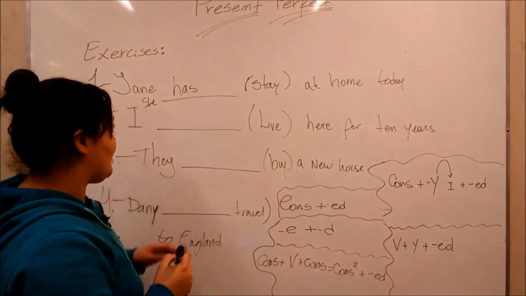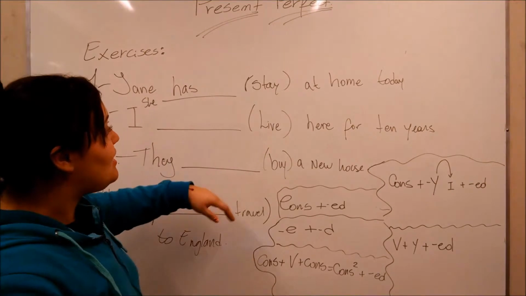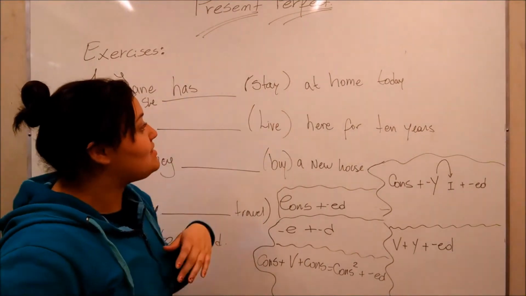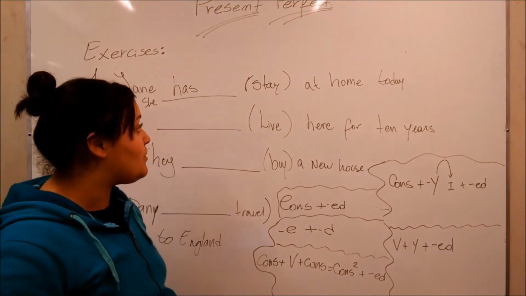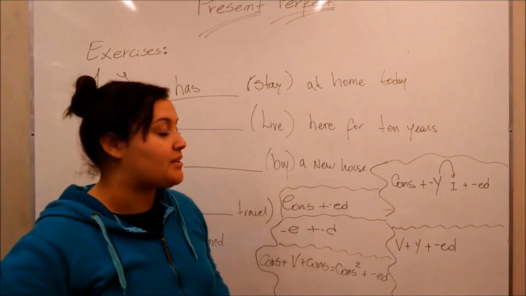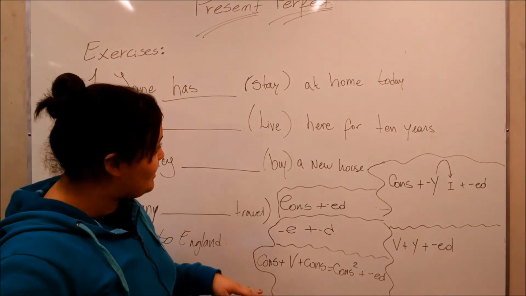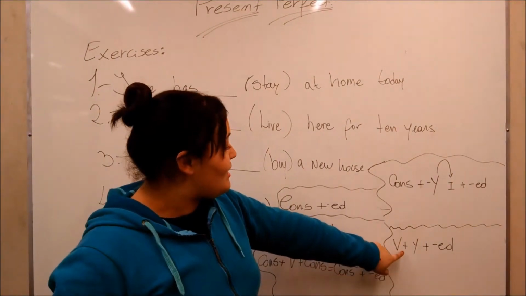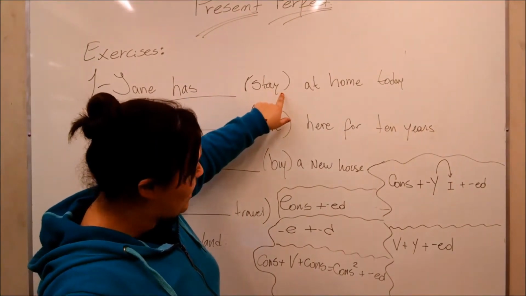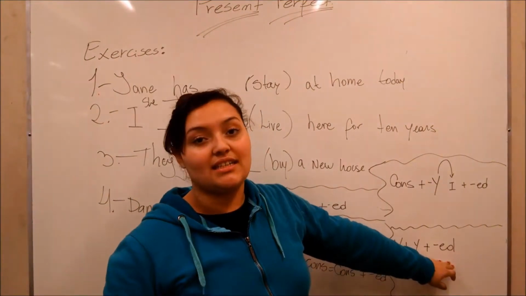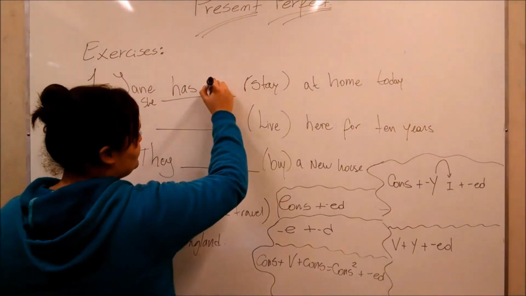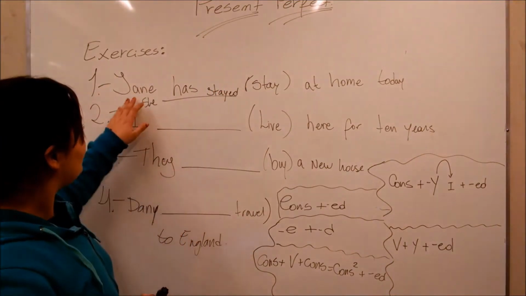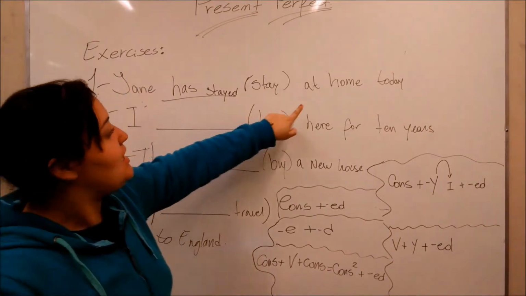So we have has, that is our auxiliary verb, and then we have the verb stay. In the case of stay, it's a regular verb. So here I have the rules for the regular verb that ends with y. So here it's a vowel plus y, so we have to add just an ed. So it's stayed. Okay, so Jane has stayed at home today.